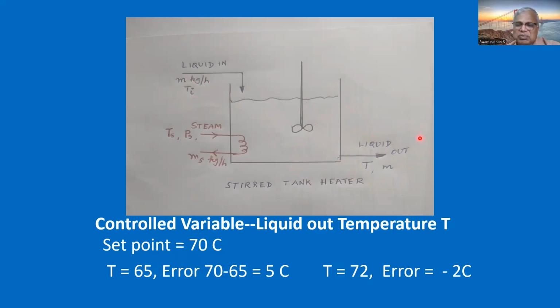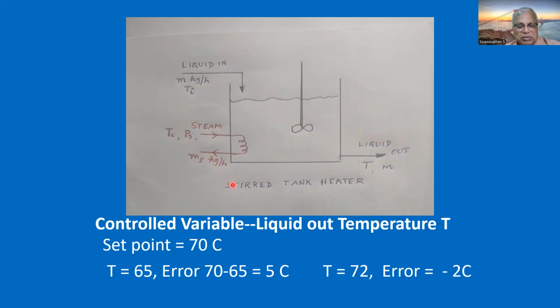So there may be multiple load variables. This is a simple example I have taken to illustrate this terminology. The load variables are the mass flow rate of the liquid and the inlet temperature of the liquid. Similarly, the steam flow rate is also a load variable, because if the steam flow rate changes, again there will be a change in the liquid temperature. So the steam flow rate Ms, the steam temperature Ts, and the steam pressure Ps are also load variables. All of them can cause a change in the liquid outlet temperature, which is the control variable.